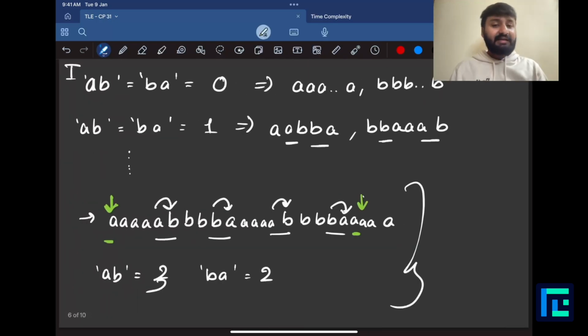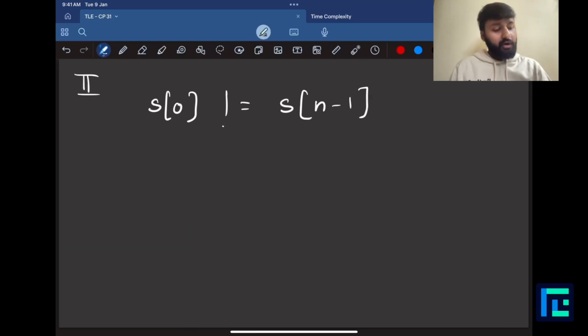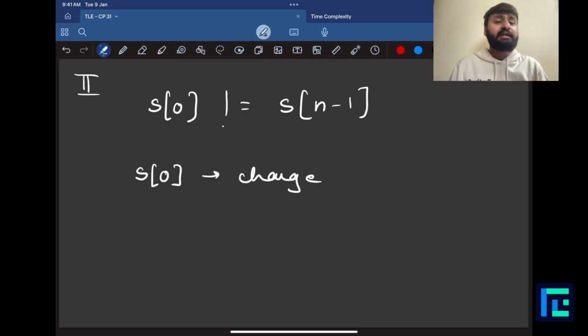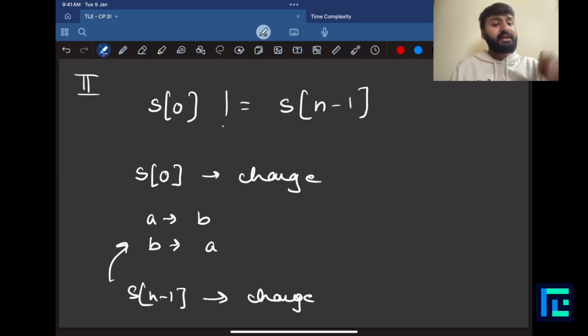So this means that, up to our choice in the second case paradigm, we can either change S of 0. As in, change means if S of 0 is A, then you change it to B. If it's B, then you change it to A. Or we can also change S of n minus 1. Same thing, right? We can do a change on this: if S of n minus 1 is A, we change it to B. If it's B, then we change it to A.